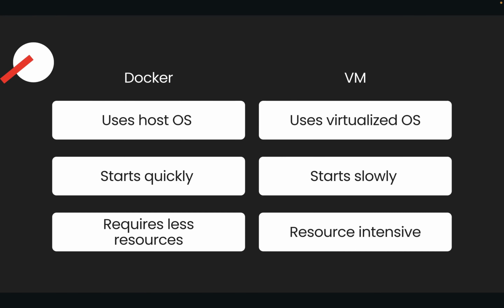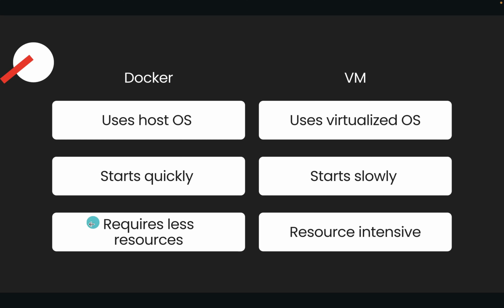Here is a summarization of how Docker is different to VM. Docker uses host OS, VM uses virtualized OSs. Then Docker starts quickly because Docker does not have to boot anything, it can simply create namespaces and cgroups and use the already running kernel in order to do its job. On the other hand, VM starts slowly because they have to boot the guest OS and then they have to boot the applications. That thing takes time.